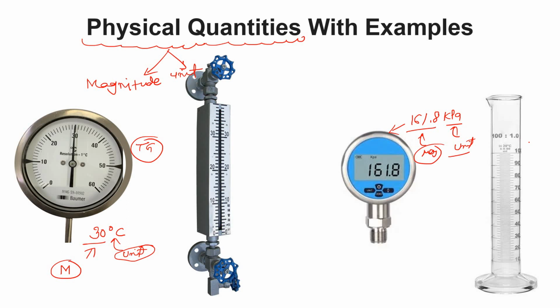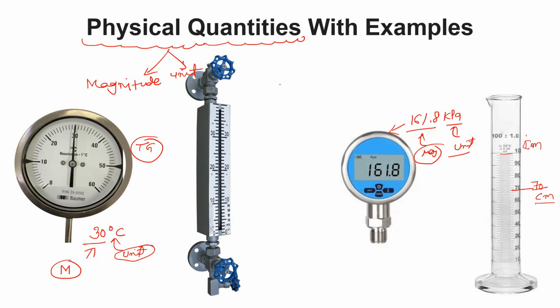Now this is your cylinder. Just assume that the water is filled up to 70. The height is 70, right? But 70 what? Let's suppose the scale is in centimeters. So this will be 70 centimeters. So 70 will be your magnitude and centimeter will be your unit.